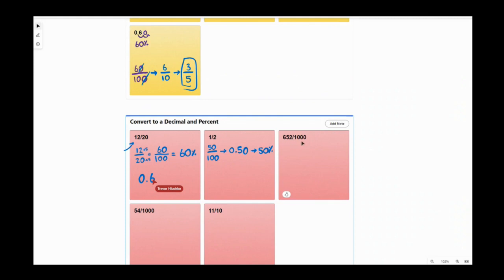652 over 1,000, because sometimes our fractions are really, really little. That one I can turn into a decimal first, and then I could look at a percentage. Okay. So I go 0 decimal, and when it's over 1,000, that means that I'm in the thousandths place. So I have to have 3 places after the decimal. 6, 5, 2, because this is the tenths. Then it goes hundredths. And then it's the thousandths.